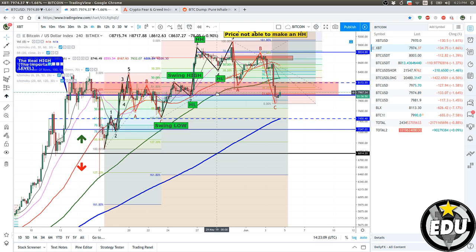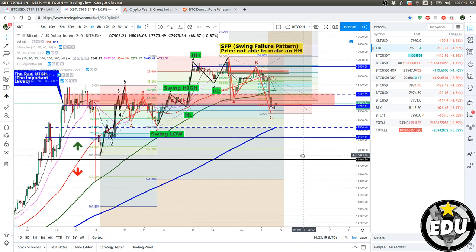If you want to scalp, this analysis doesn't work for you. If you want to scalp Bitcoin, if you want to go into 1 hour and 30 minutes, this is not it. I'm not doing the analysis for that.